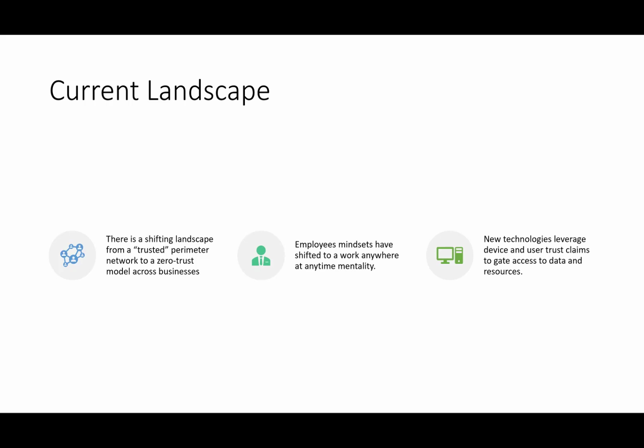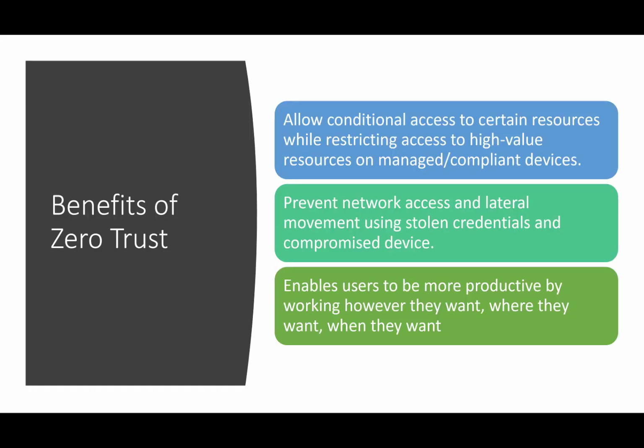So additionally, we are looking at the newer technologies like conditional access that we'll be going through today that leverage device and user trust claims, such as the tokens that we get when we produce MFA, for instance, to gate access to data and resources where traditionally, again, we've had this trusted perimeter network that's been spanned by a firewall that we set up, and we were only controlling access from that in our local Active Directory and things of that nature. So this is the kind of shift that we're looking to move into here.